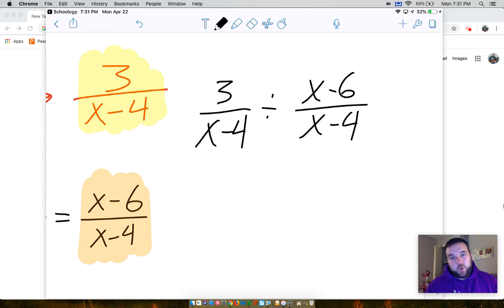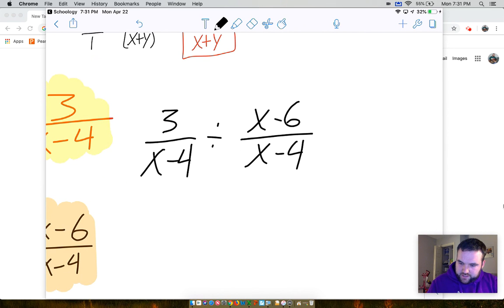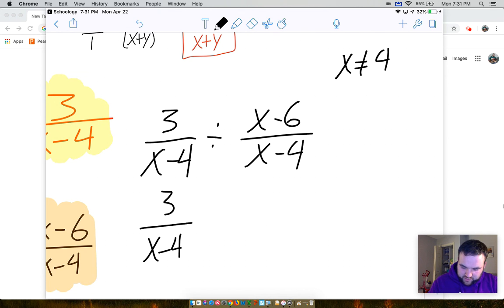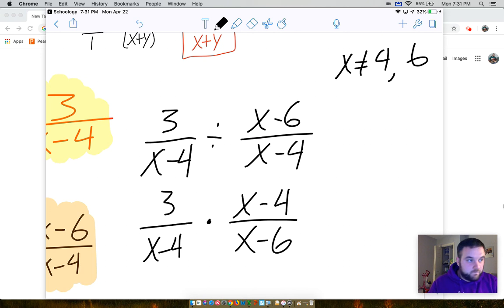Common denominator, they don't need to be a common denominator for division. But here right now, x cannot equal positive 4. Or when I flip the second fraction, because it's division, x cannot be positive 6.